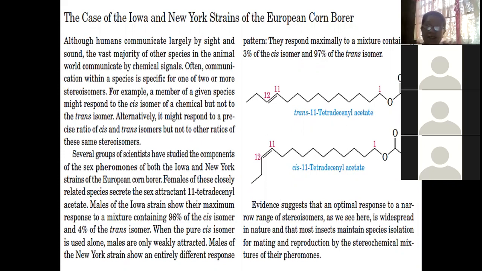One of the things found out here is that in the corn borer or stem borer in corn, there are two types. That is the trans-11 tetradecynyl acetate. The other one is the cis-11 tetradecynyl acetate. Take a look: the cis is 3% effective, but the other is 97%. That is the trans isomer. So even though they have the same molecular formula, they differ in the orientation of their structure and at the same time in their effectivity. Okay, so that's it.